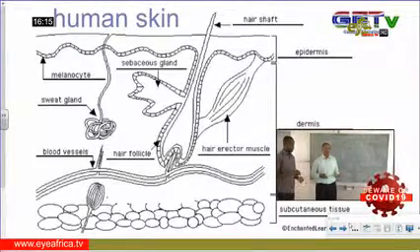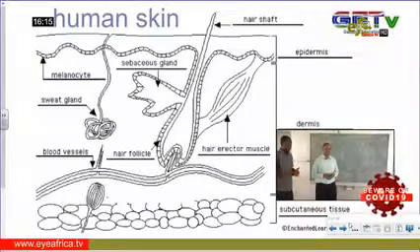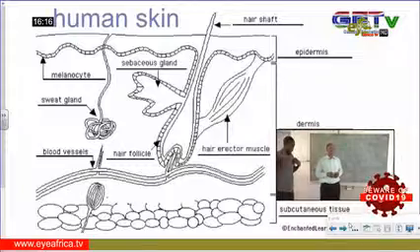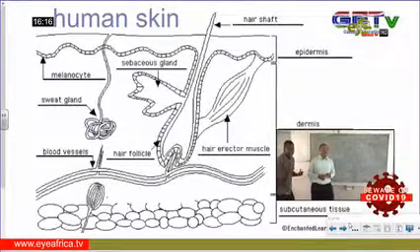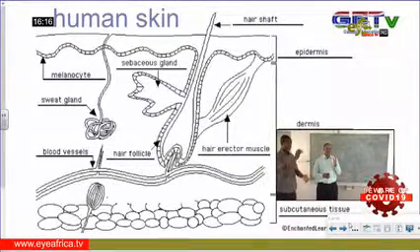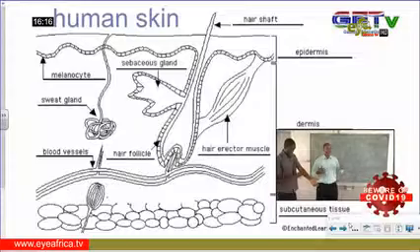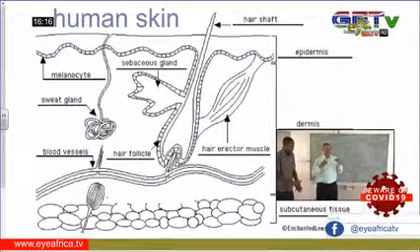In hot conditions, you need the hair to relax so that whatever heat your body is producing can easily escape. But in cold conditions, the hair will stand erect. So that way, air is trapped, and that will help to insulate, to keep your body warm.